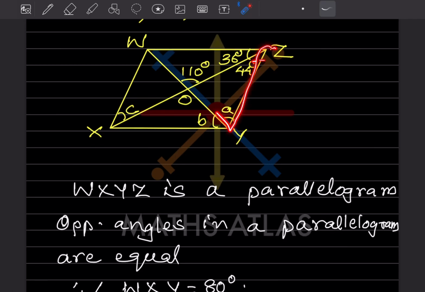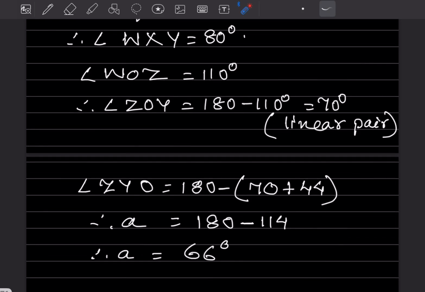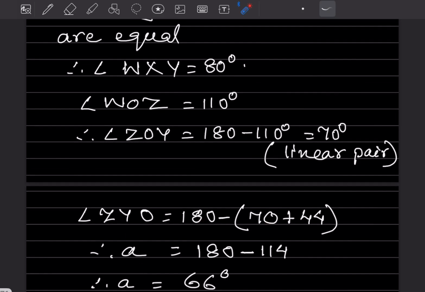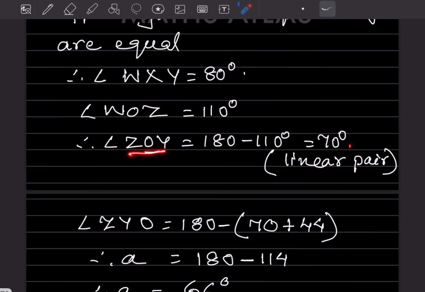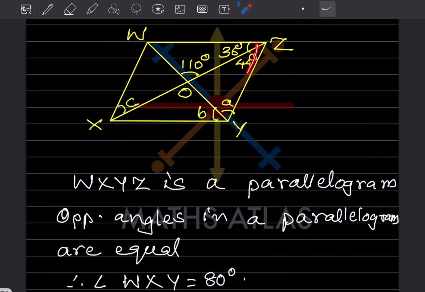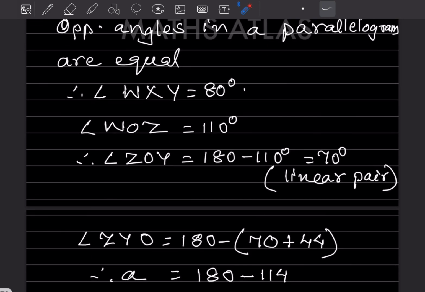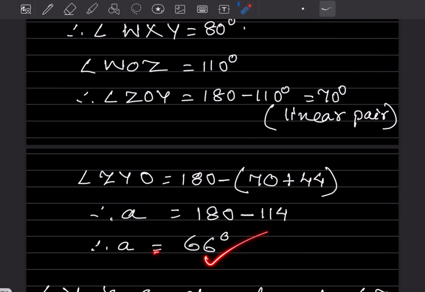This one, ZY and O, this A. We want this A. So this will be 180 minus 70 plus 44, because we got here ZOY plus 44. Now see here, because we want this triangle, that will be 180 minus, we got this as 70, and this 44 is already there. So this is 70 plus 44, or you can also write 180 minus 70 minus 44, both are the same. So that will be minus 114. So A, we got this as 66.